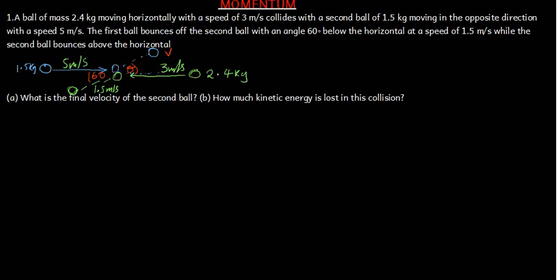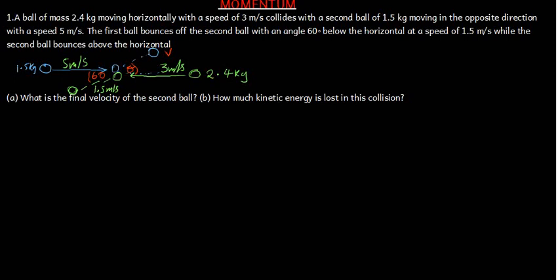A ball of mass 2.4 kg moving horizontally with a speed of 3 meters per second collides with a second ball of mass 1.5 kg moving in the opposite direction with a speed of 5 meters per second. The first ball bounces off the second ball with an angle of 60 degrees below the horizontal at a speed of 1.5 meters per second, while the second ball bounces above the horizontal. What is the speed of the second ball?